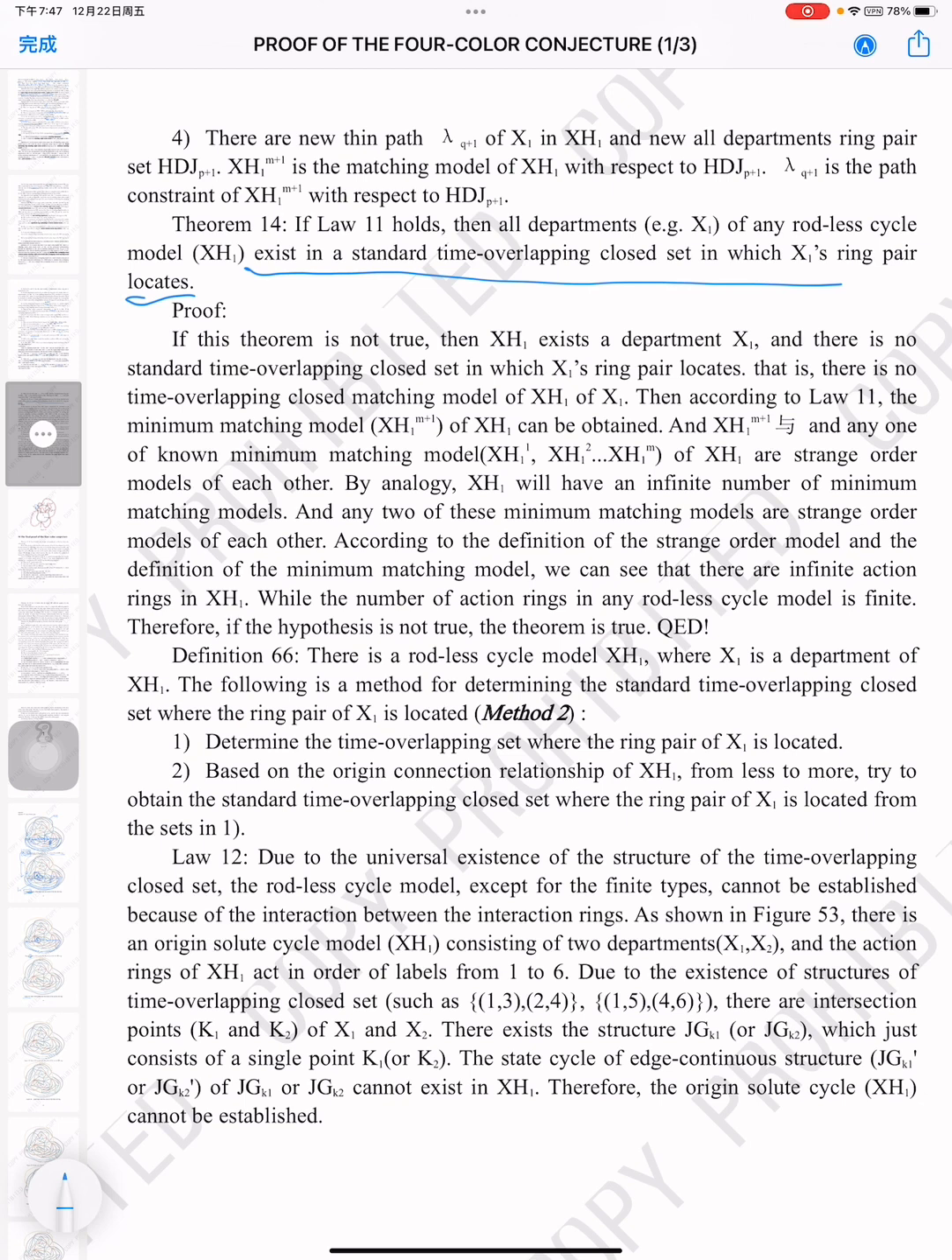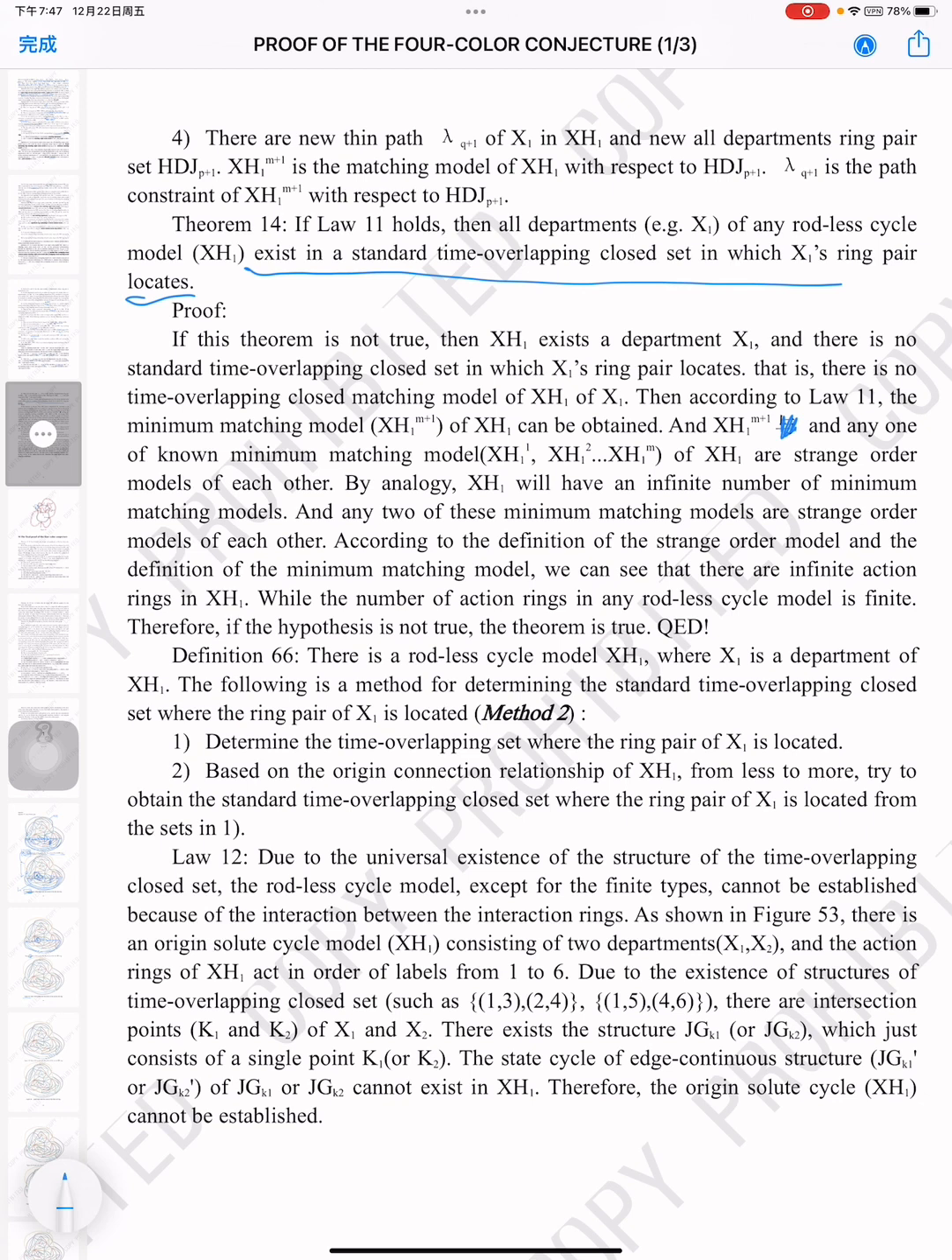Then, according to law 11, the minimum matching model XH1M1 of XH1 can be obtained, and XH1M1 and any one of the non-minimum matching models XH11, XH12, and so on to XH1M of XH1 are string order models of each other. By analogy, XH1 will have an infinite number of minimum matching models, and any two of these minimum matching models are string order models of each other.